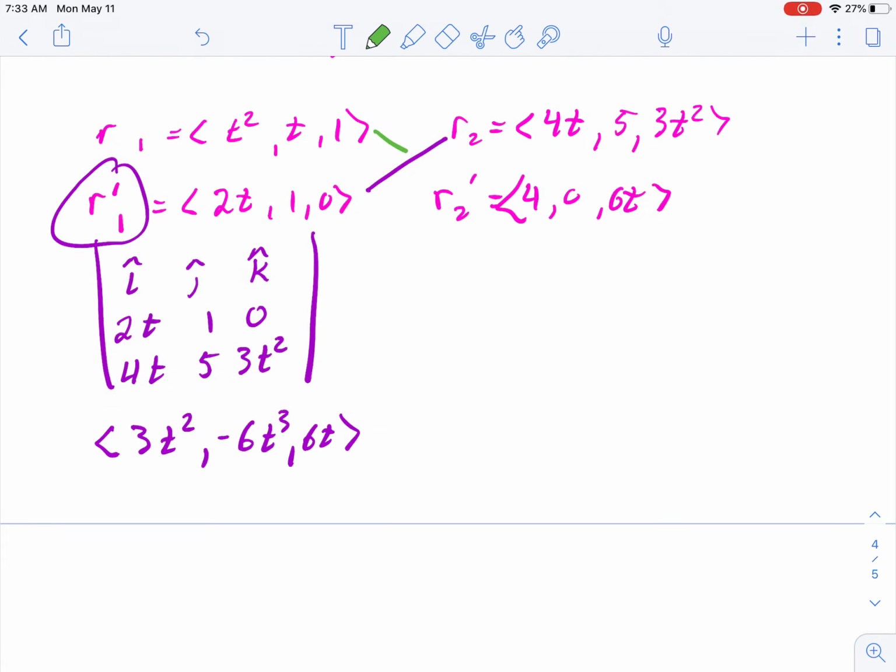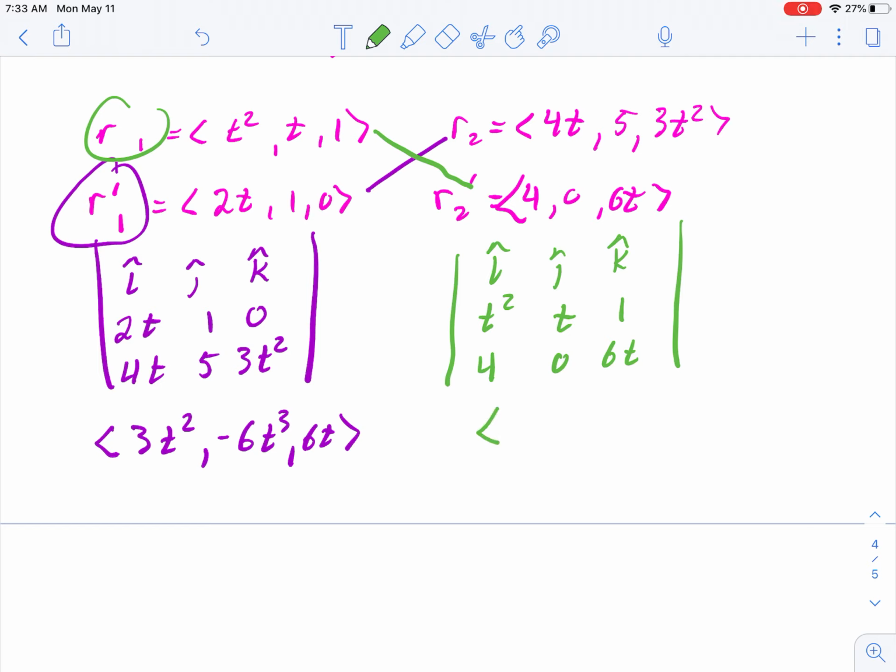Now let's do this other one. Again, you've got to start with this value first. So you have i hat, j hat, k hat. So t squared, t and 1, and then 4, 0, and 6t. And for that, you should get 6t squared, 6t cubed minus 4, and negative 4t.